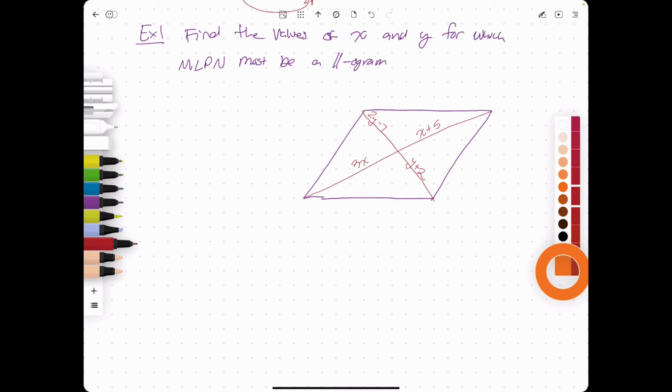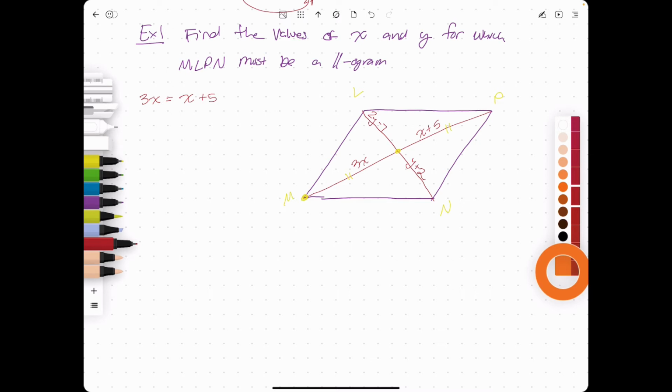So what must be true if it's a parallelogram? What did we just learn? That 3x equals x plus 5. Right, so from the corner M to the center must equal from the center to P, in M, L, P, N. So we can solve that one: 3x equals x plus 5.